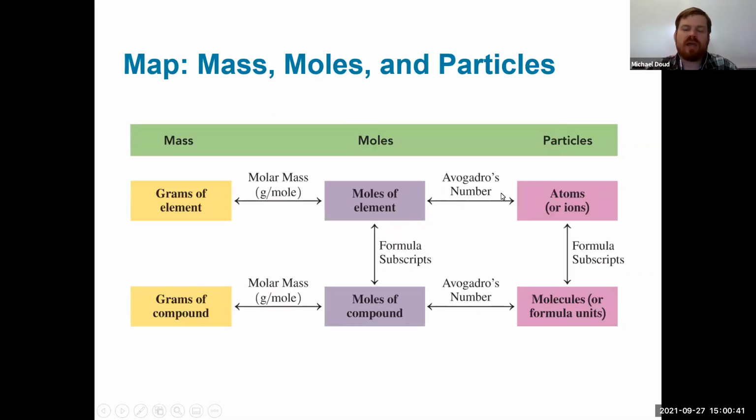Okay, well, now we have a whole solution map that we can use. We know that from the moles of the element, we can either convert to atoms or ions of an element, or grams of an element. If we use molar mass, we can get to the number of atoms using Avogadro's number. Converting from moles of a compound to moles of an element, that's using formula subscripts. Grams of a compound to moles of a compound, that's a molar mass problem. And then finally, moles of a compound to molecules of a compound, that's Avogadro's number. So we have all of these different ways that we can map out problems.